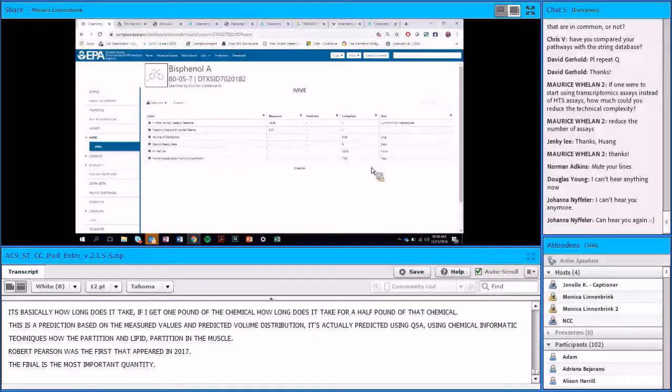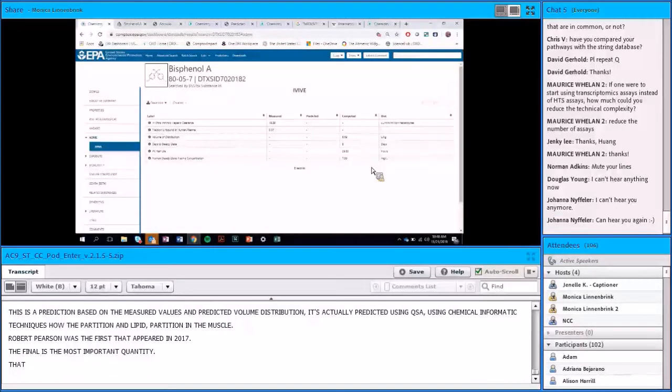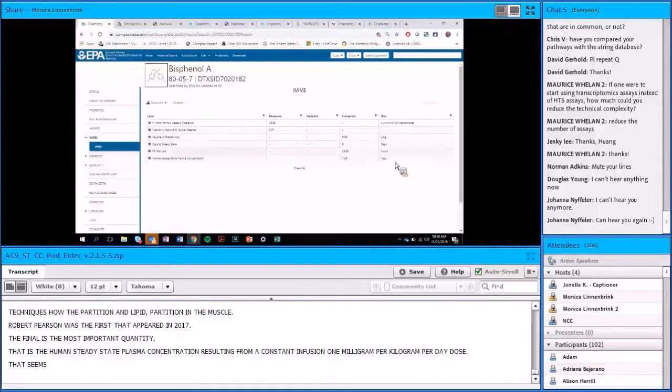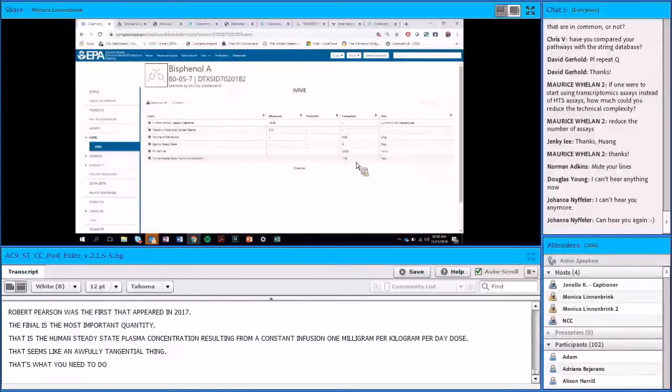The final is the most important quantity. The final quantity given is the most important quantity given on this table, and that is the human steady-state plasma concentration resulting from a constant infusion 1 milligram per kilogram per day dose. That seems like an awfully tangential thing to be the most relevant thing, but that's actually what you need to know to do in vitro and vivo extrapolation, is that quantity at the bottom.